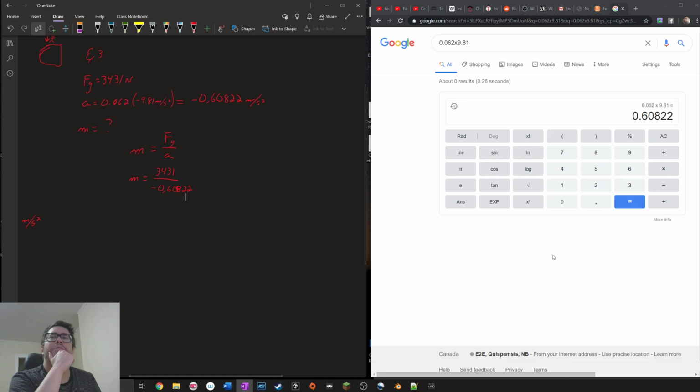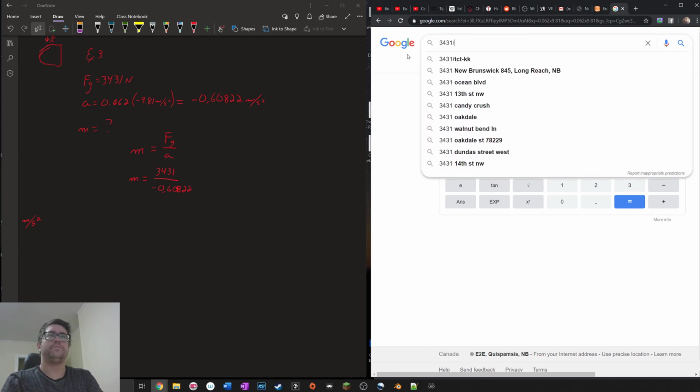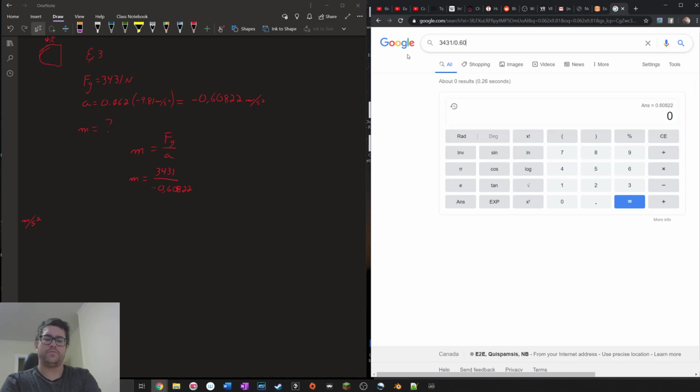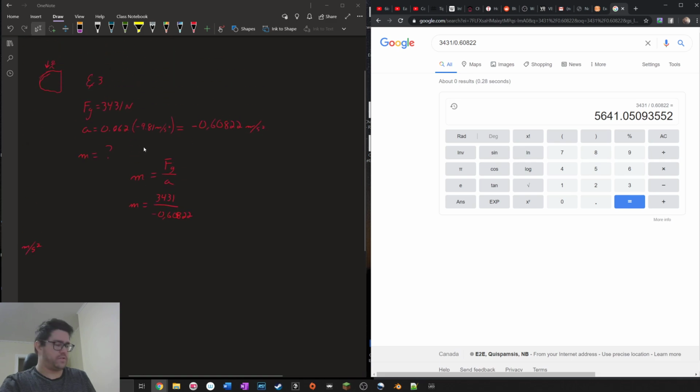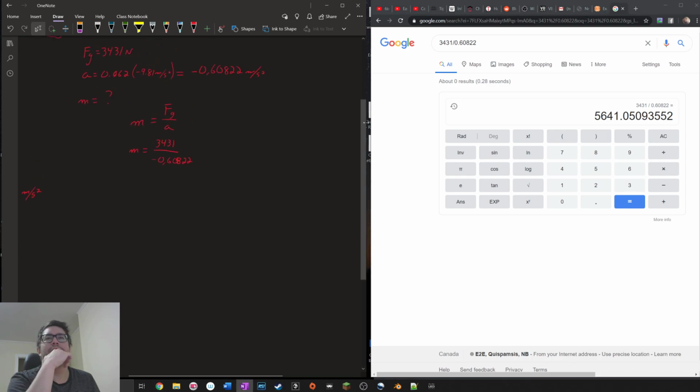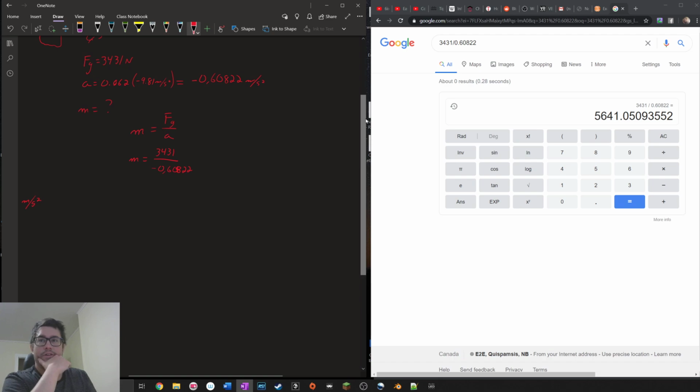Okay. What's the result? There's a cool function on the calculator. I don't see it here. Inverse? No. Answer? No. 3431 divided by 0.60822. Okay, so the minus stays. Do you see how that makes no sense right there? Sorry, gonna have to fix that. Do you see how you cannot have a minus as your mass here?